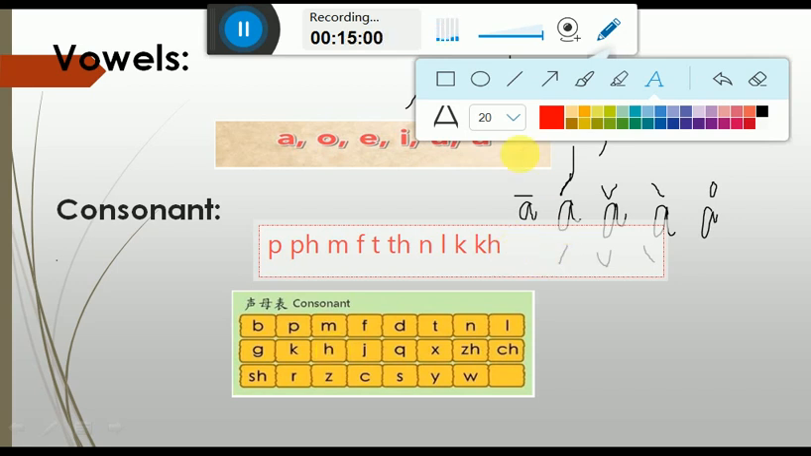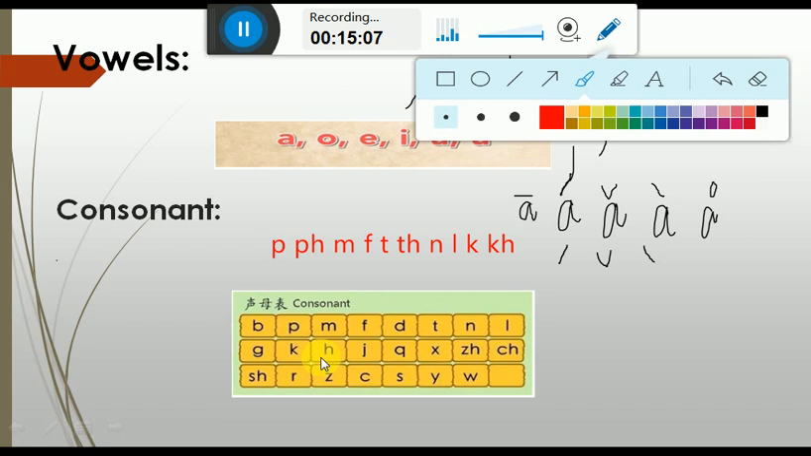The pronunciation of H is he. Okay, the pronunciation of J is G, sorry, that's wrong. The pronunciation of G is G.